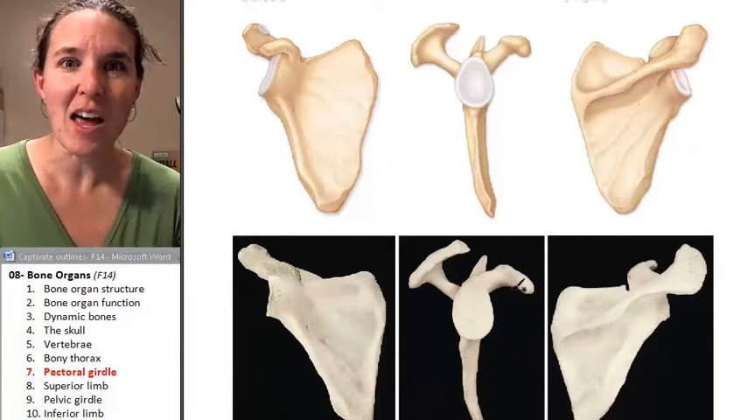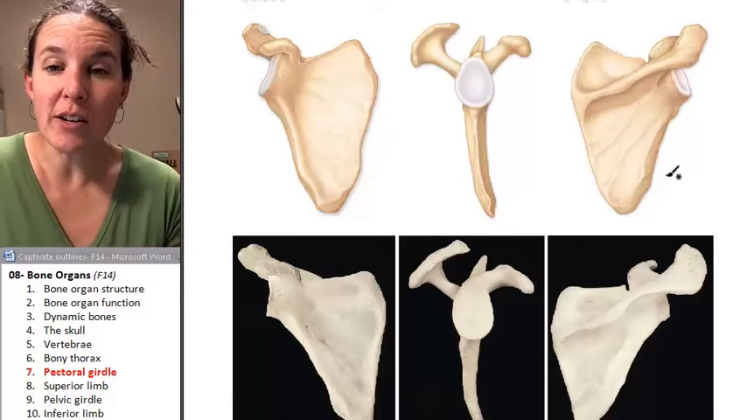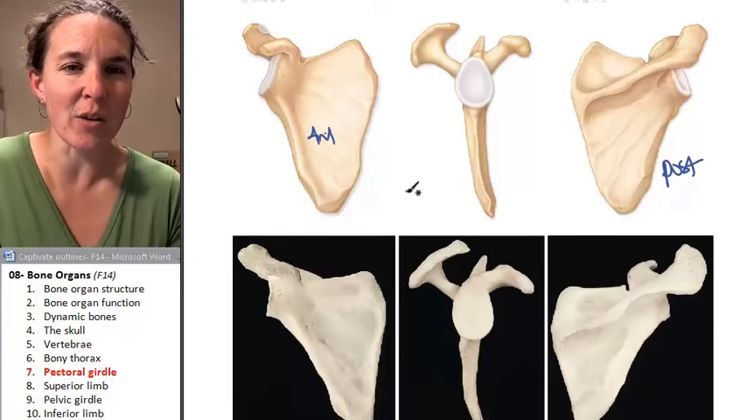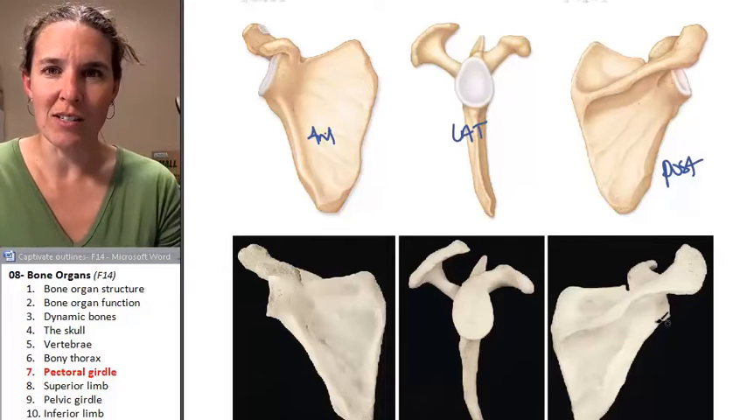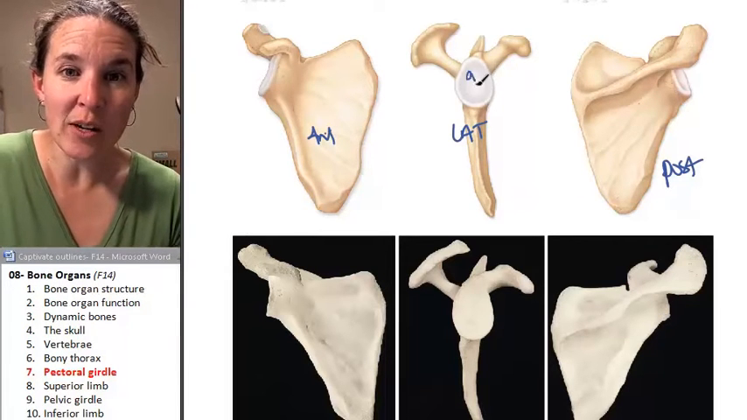Let's name the acromion. Ready? If you look at the posterior, this is the posterior view. This is the anterior view. This is a lateral view. Does that work for you? Let's name this part first. This is the glenoid fossa.